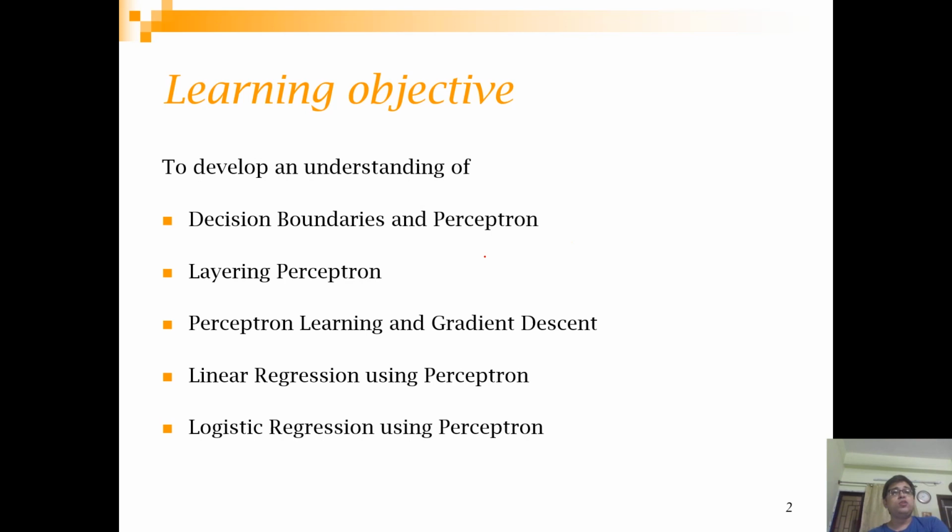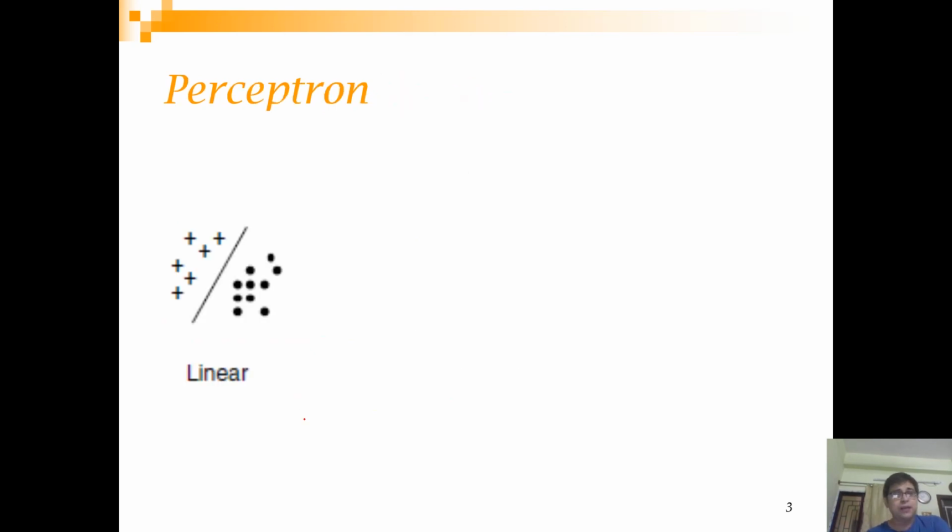First of all, we are going to look at decision boundaries and perceptron. We will look at the need for layering of perceptrons. We will look at the difference between perceptron learning and gradient descent. If you remember, perceptron learning also tries to find parameters of a model, and gradient descent, which we discussed in our gradient descent lecture, can work as a master key to find parameters of a model. Then we will see whether perceptron is indeed a quite generic model of computation and can attempt simple problems like linear regression and logistic regression. Okay, so let's get started.